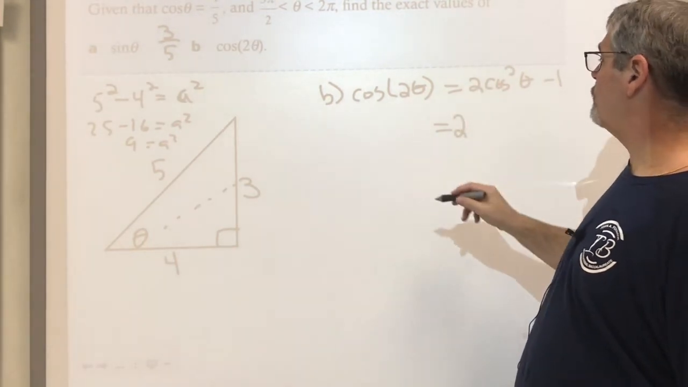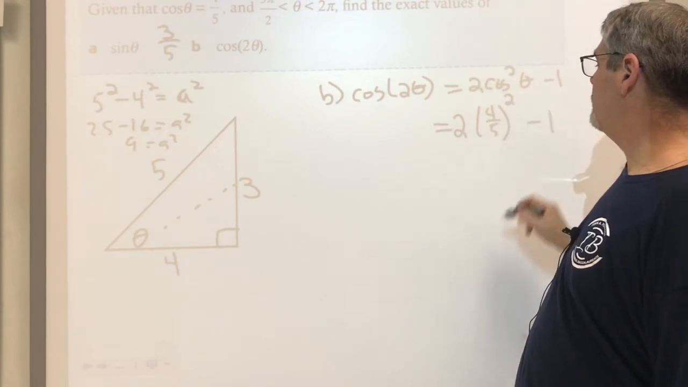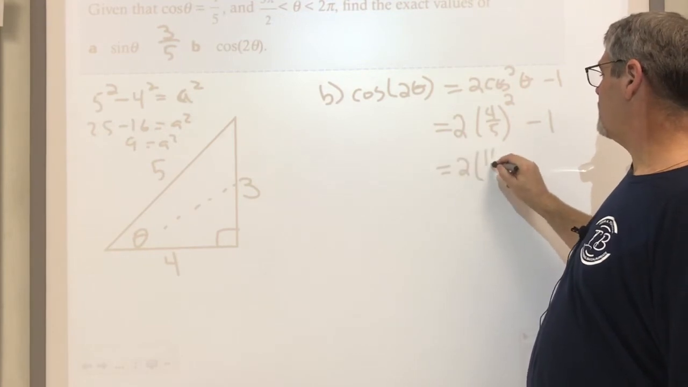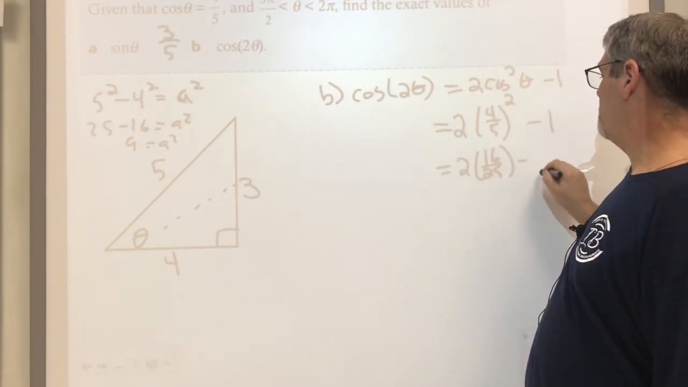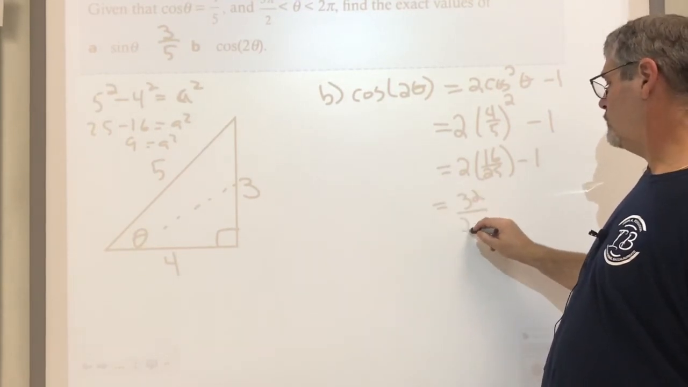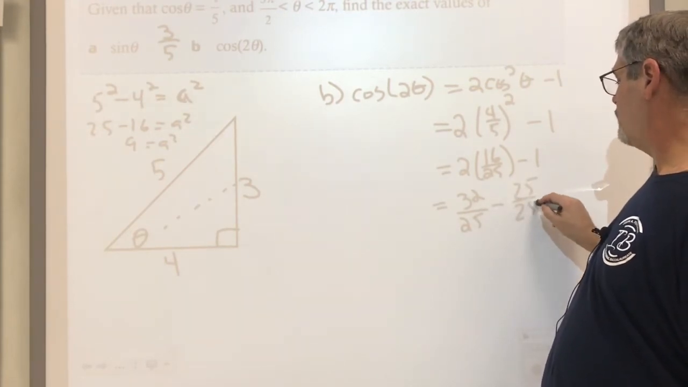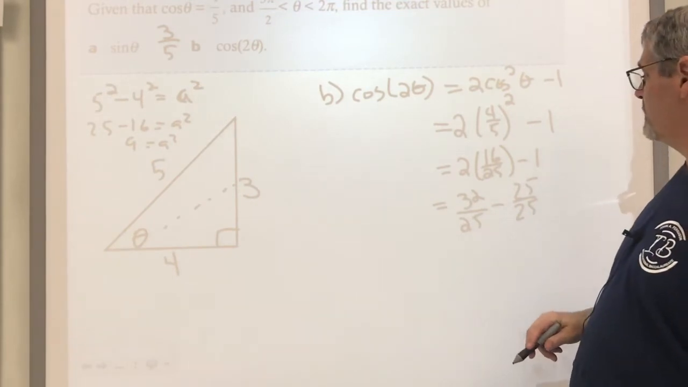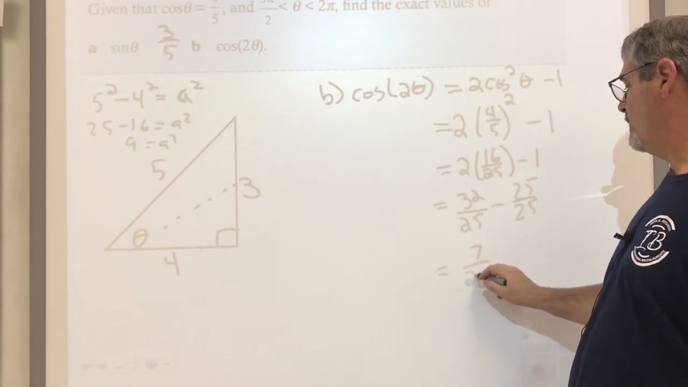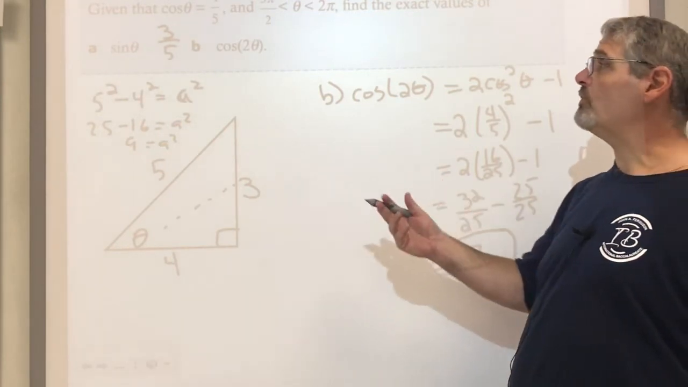2 is still 2. Cosine is 4 over 5 squared minus 1. I square it first, order of operations, and I get 2 times 16 over 25 minus 1, which is going to give me 32 over 25 minus, and I'll write 1 as 25 over 25. And 32 minus 25 is going to give me 7 over 25. And that is the double cosine of 2 theta.